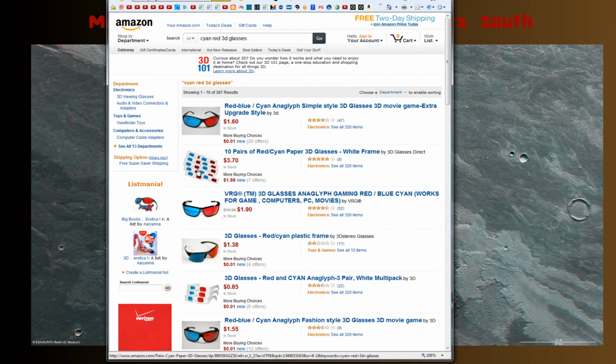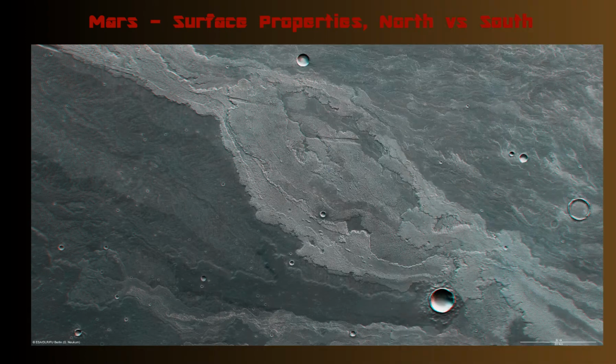So any of these would work as long as you have cyan, because a lot of the astronomy ones, they don't use blue, they use cyan. You can get blue ones, and it's like a darker shade of blue. Don't get those. Get the cyan ones. They're definitely more useful. But yeah, I highly recommend it. This is a beautiful picture in 3D.